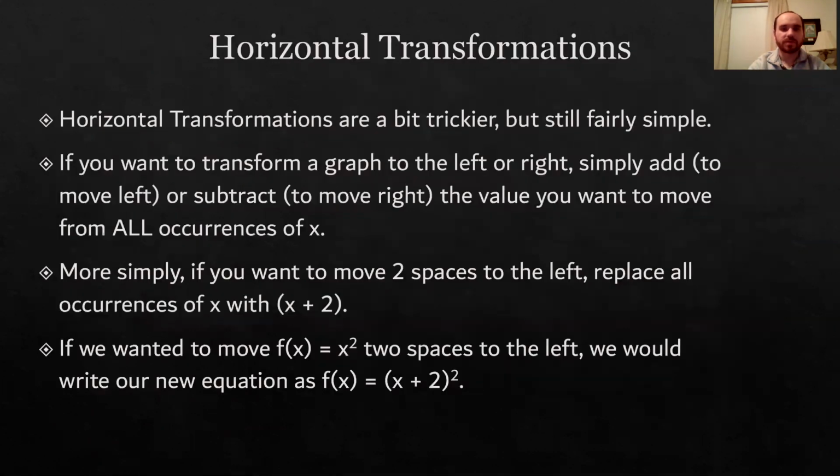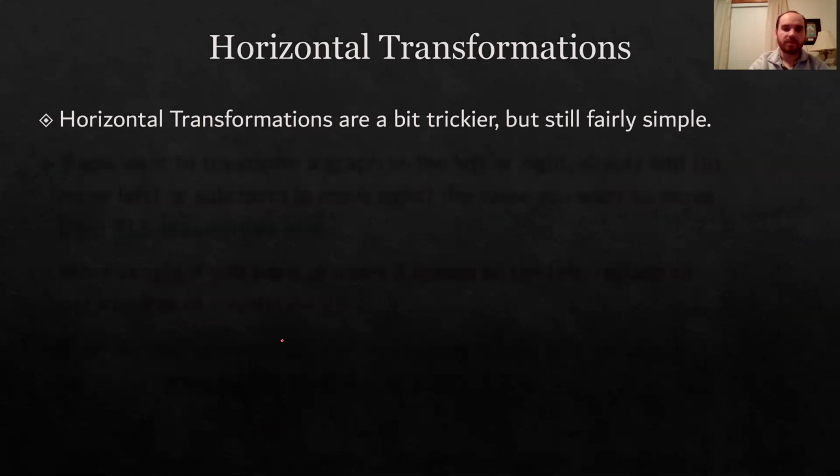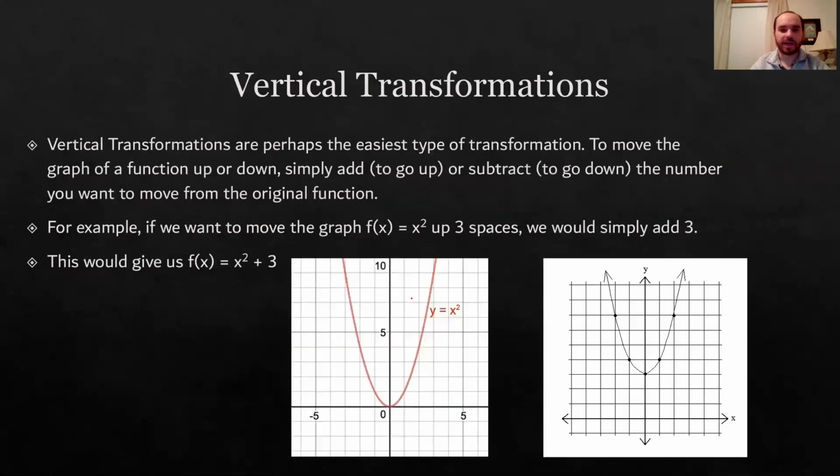In the case of horizontal transformations, we're again just replacing the x with whatever we're adding. And if we want to do vertical ones, we are adding it to the entire equation. Another way to think about it is that with the vertical ones, you're making a change to the entire equation. For horizontal transformations, your change is only going to be to the x value. So you're going to be replacing x with something. So that's kind of the simplest way to put it, I think.